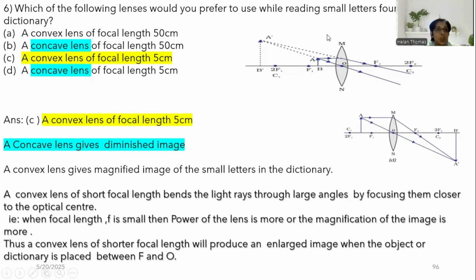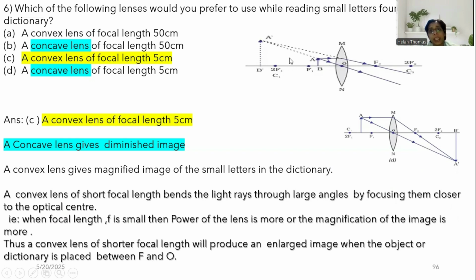Now we are given two convex lenses here: a convex lens of 50 centimeter and another of 5 centimeter. Now you have to apply the principle. Which is the principle? A convex lens of shorter focal length will bend the light through a larger angle. So they will focus the light closer to the optic center. When F is small, the power or the magnification given by the lens is greater. So you want a greater magnification, right? So you will use a convex lens of focal length 5 centimeter.